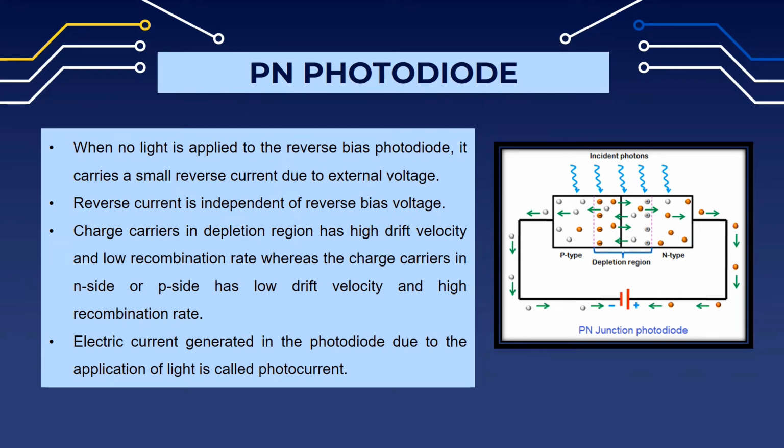In a photodiode, most of the electric current is carried by the charge carriers generated in the depletion region, because charge carriers in the depletion region have high drift velocity and low recombination rate, whereas the charge carriers in the N side or P side have low drift velocity and high recombination rate. The electric current generated in the photodiode due to the application of light we call photocurrent.